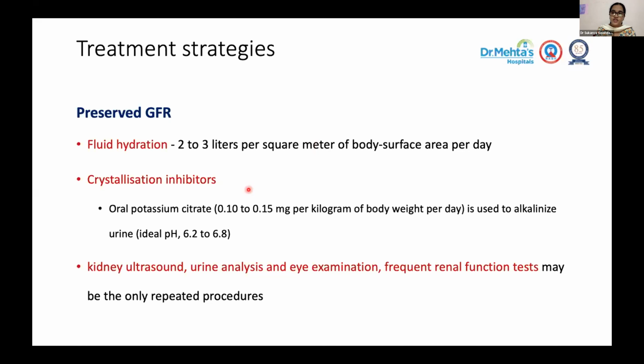In patients with preserved GFR, they need routine monitoring, both to diagnose GFR progression and also for early identification of systemic oxalosis. So they might need a kidney ultrasound, periodic urine analysis, frequent renal function tests, and also an eye examination, which could be an early sign of systemic oxalate deposits happening.